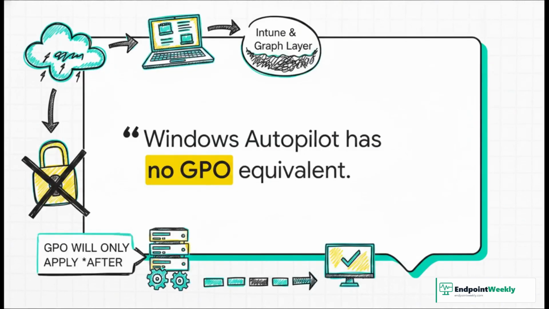Furthermore, it is absolutely vital to remember this. Windows Autopilot has no group policy equivalent. It is strictly a cloud-only operation. If you're operating a hybrid environment, please do not try to control Autopilot provisioning with GPOs. Registration, profile assignment, group tags, all of that lives entirely in the Intune and Graph layer. GPOs will only apply after the device has completely finished enrolling and officially joins the domain.